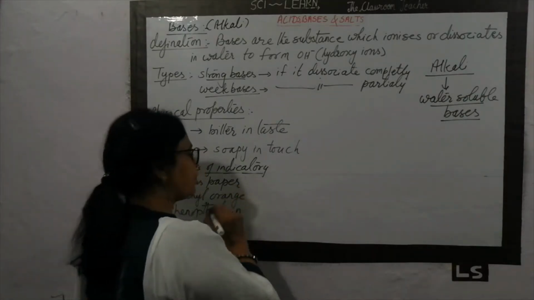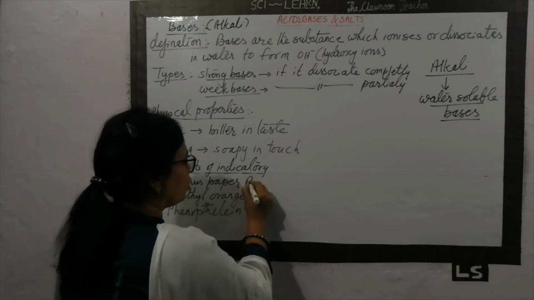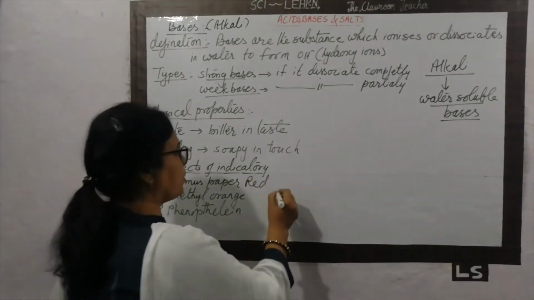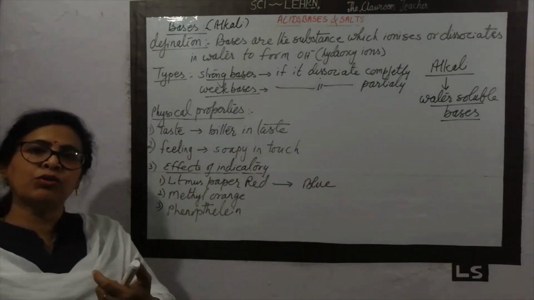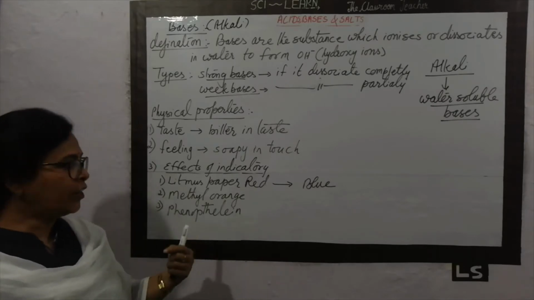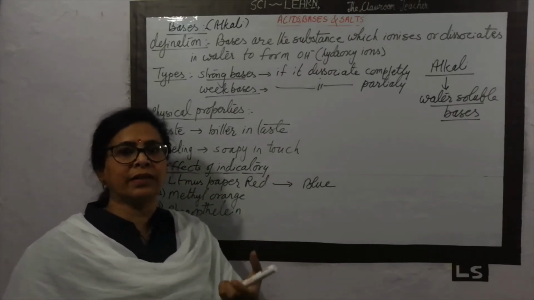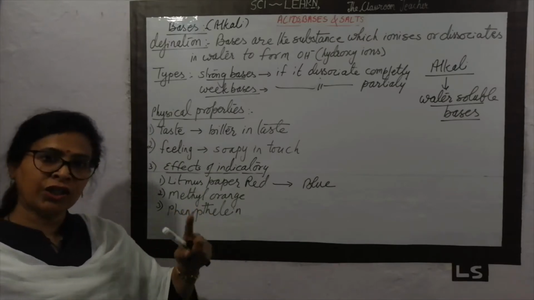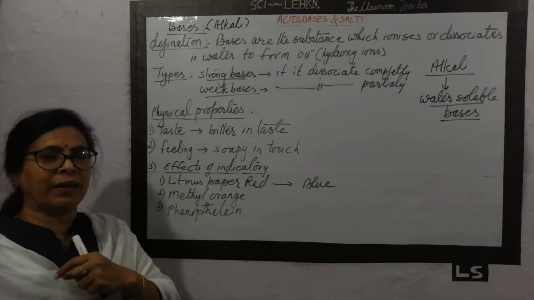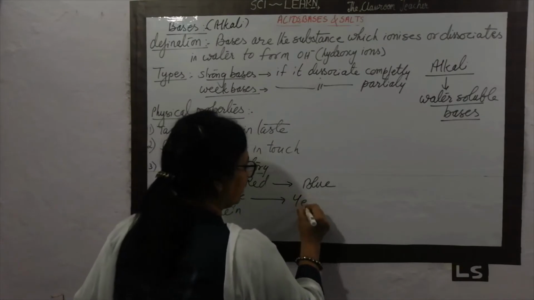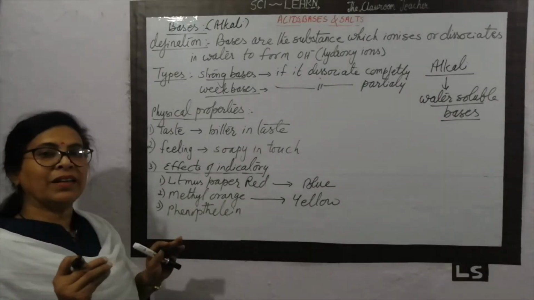What happens in acids? In acids, blue litmus turns red. Here we have to use the red litmus paper. Bases in the presence of water turn red litmus blue. So if the litmus paper converts from blue to red, it is acid, and if it converts from red to blue, it is basic in nature. Second is methyl orange. In acid, methyl orange converts to pink. Here the color converts to yellow. If methyl orange turns yellowish, it is basic in nature.